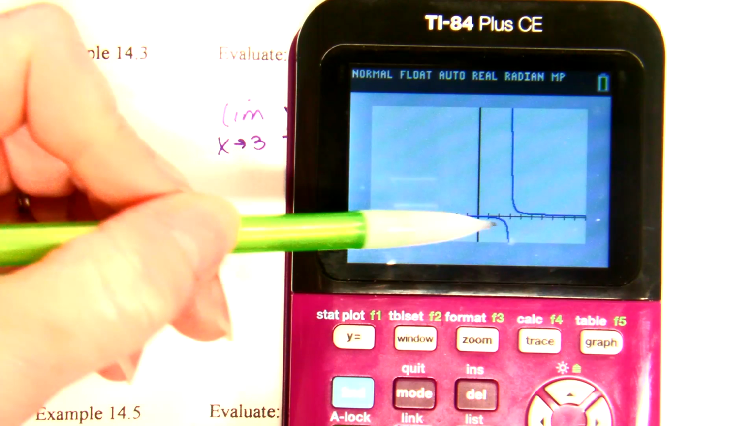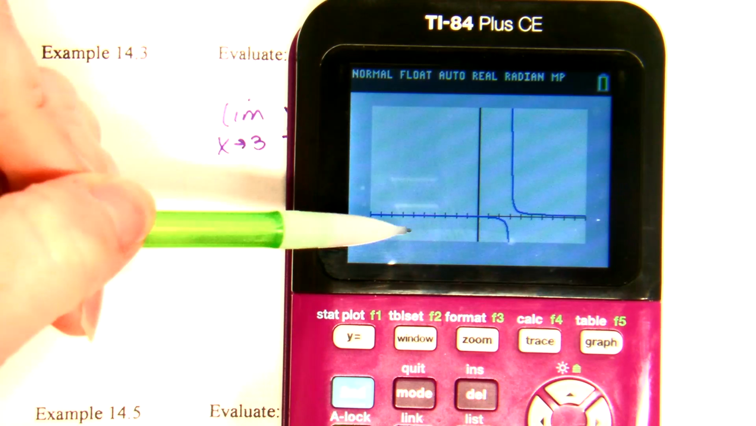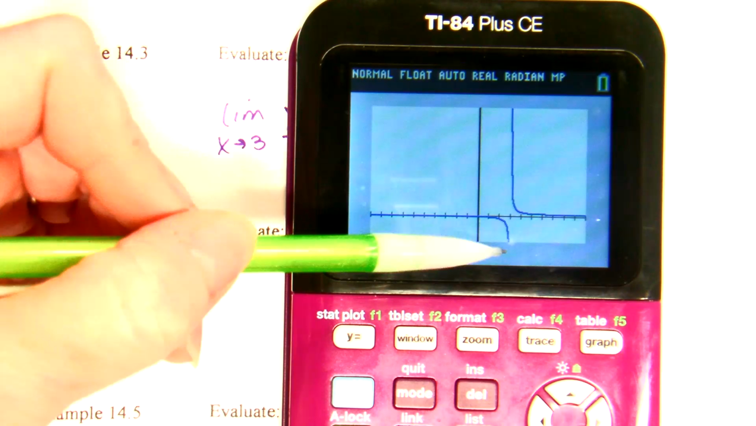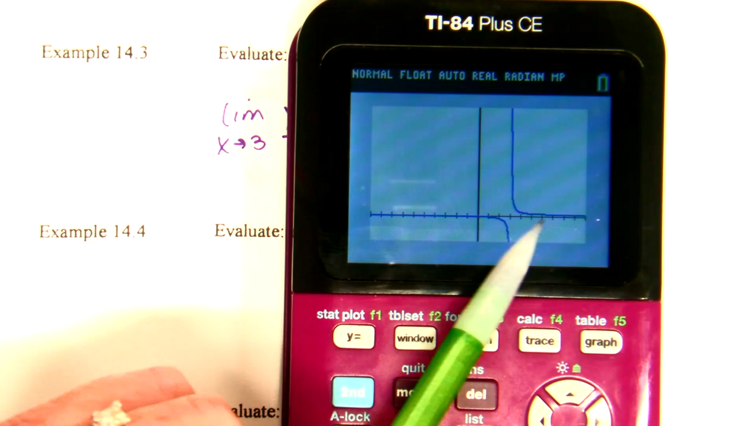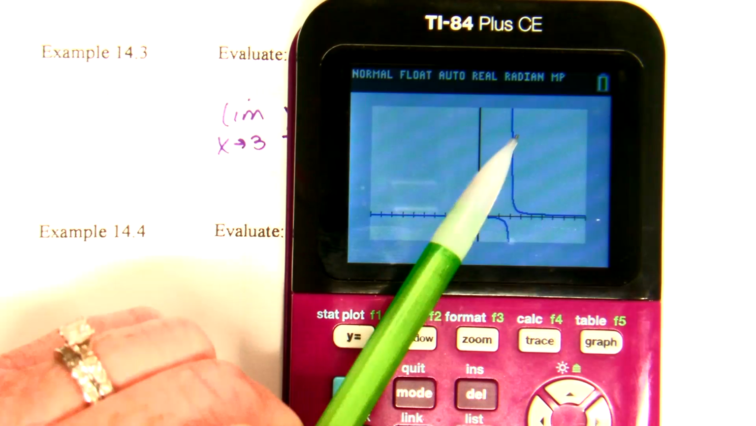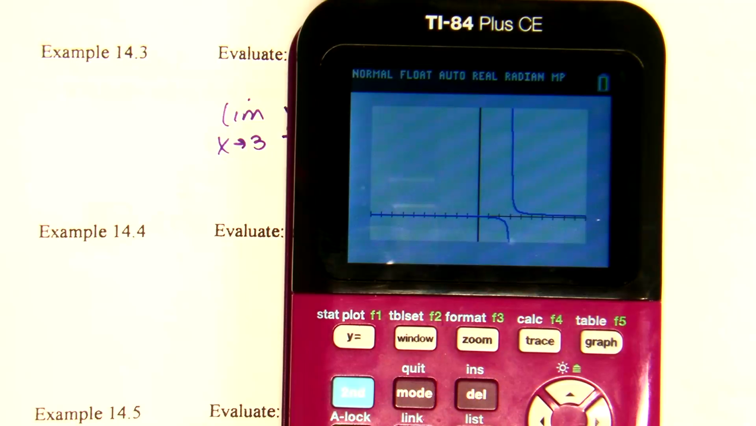So as x approaches 3 from the left, where does my graph go? It goes down. We'll talk about that being negative infinity in another lesson. As my graph approaches 3 from the right, where does it go? It goes up. We'll call that positive infinity. Are positive infinity and negative infinity the same thing? No. This limit does not exist. And our clue was the 0 in the denominator. Not a 0 in both, but a 0 in the denominator only. That was our clue.